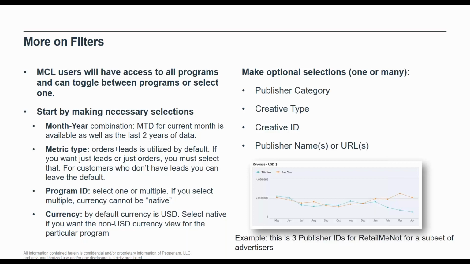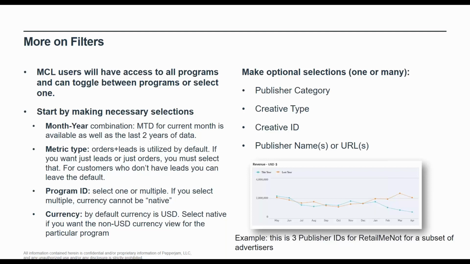Currency. By default, the currency is US dollars. You can toggle to native, and native is the view that will give you any non-USD currency view for your particular program. If you are aggregating multiple programs in your result set, you want to make sure that you're selecting US dollars in case the programs have different currencies. It won't work if the programs have different currencies if you flip over to native.